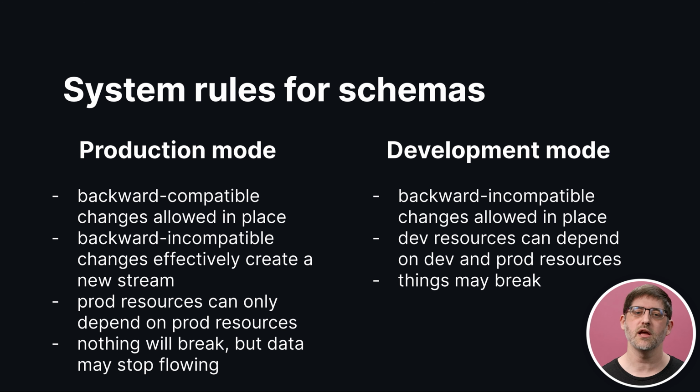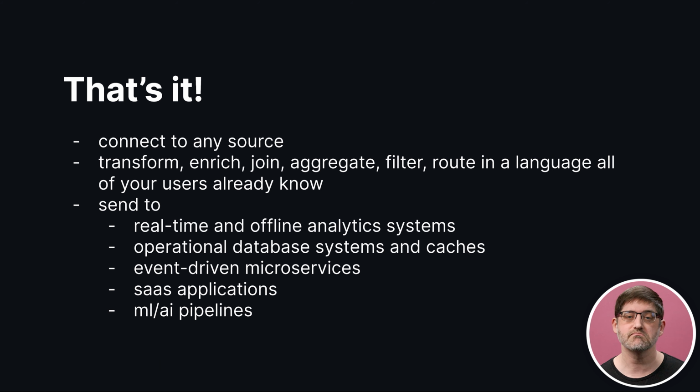In development mode, this is sort of what we call clown mode. This is where you can do whatever you want, like it's YOLO mode. In this case, you can do backward incompatible changes in place. It's when you want to iterate very, very quickly. It winds up being helpful for a short period of time, and then you transition into production mode. Dev resources can depend on either dev resources or production resources. And just know that when you're in dev mode, things may break.